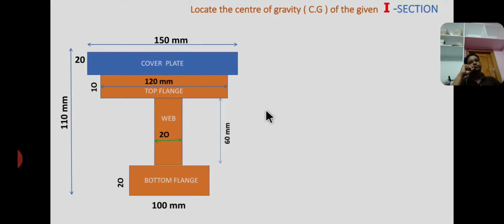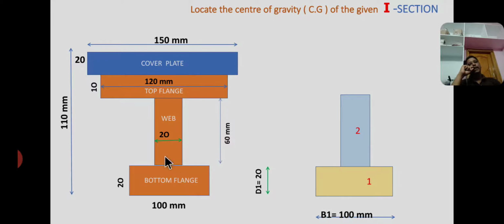This I section consists of four rectangles, that is the bottom flange, web, top flange and top cover plate. First of all, the given I section is split up into four rectangles. The bottom rectangle, that is the bottom flange, has dimensions base b1 equal to 100 mm and d1 equal to 20 mm, and this is section 2. I consider this vertical rectangle as section 2 having base b2 equal to 20 mm and depth d2 equal to, from here to here, 60 mm.